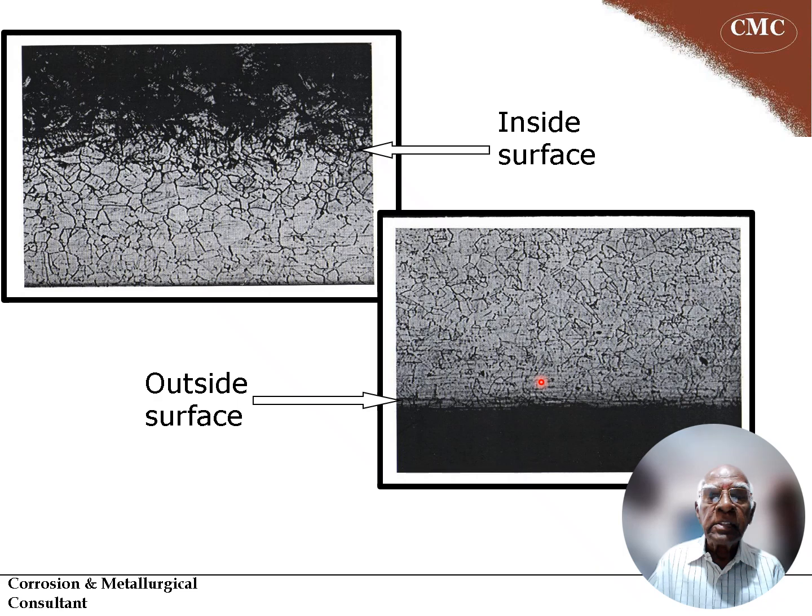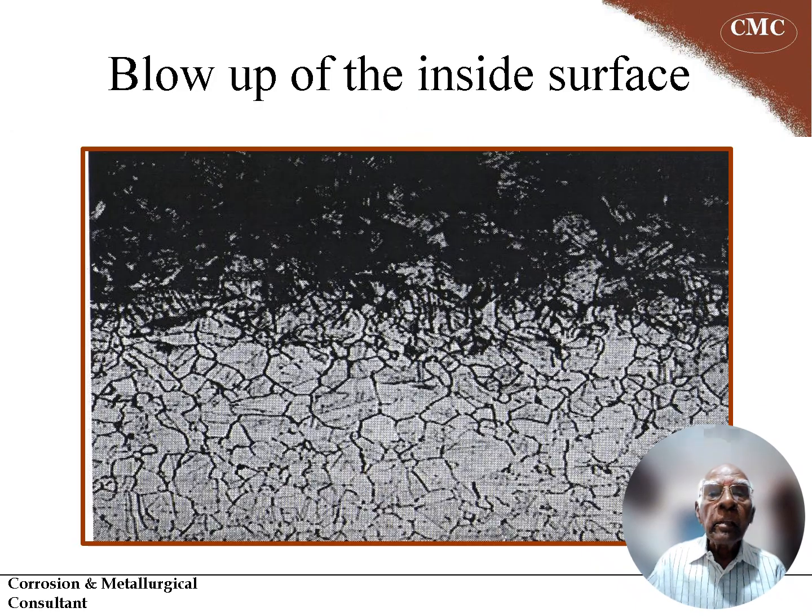The outside surface is not affected, and this outside surface is seeing the CO2 gas, whereas the inside surface has seen water, which is corrosive. So this is the blow up of the inside surface. You can see the corrosion slowly entering into the grain boundary and making the structure weak, and slowly one of these will lead to a crack. So the difference between the inside and outside surface is clearly seen.